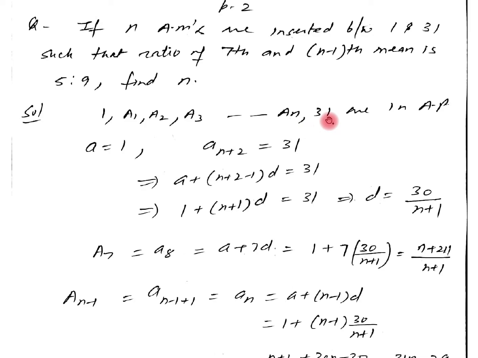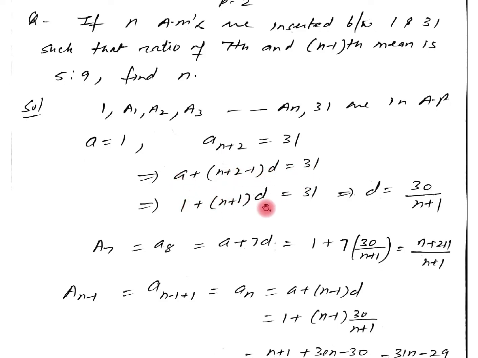So 31 is the (n plus 2)th term. It means a(n+2) is given to be 31. Simplifying, a plus (n plus 2 minus 1) d equals 31. Putting the value of a and simplifying, you get the value of d in terms of n: d equals 30 upon (n plus 1).